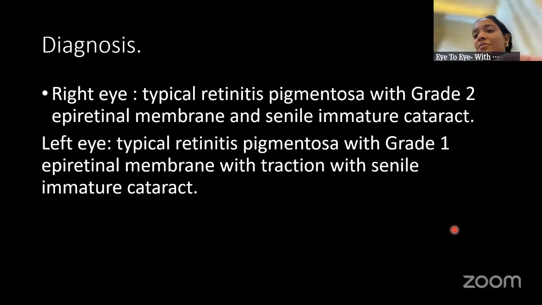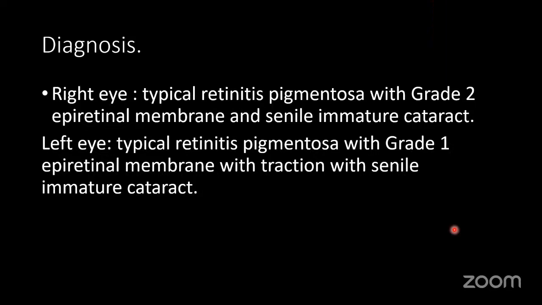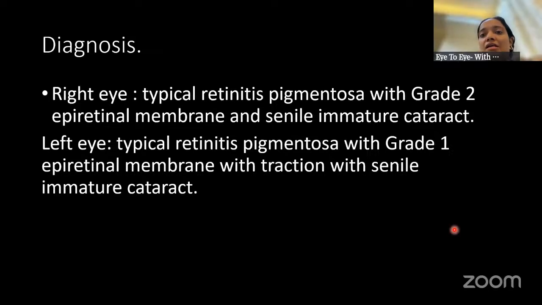Mature cataract, immature cataract are terms used for senile cataracts, which are seen in the older age group. So in a 45-year-old, you have to specify that it is a posterior subcapsular cataract. You should never say senile immature. She is not senile. And the word typical is also not necessary. You can say it fits into the triad, so it is retinitis pigmentosa.